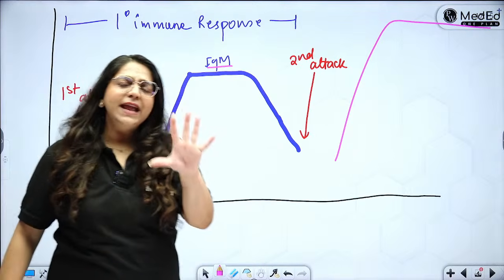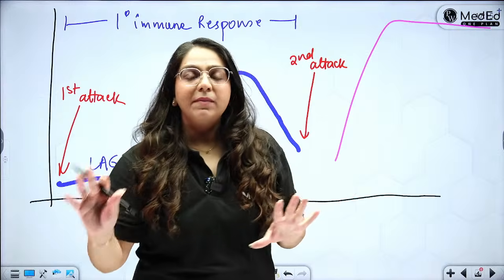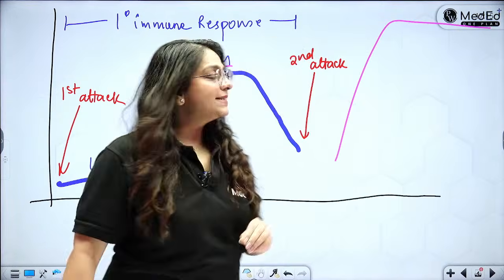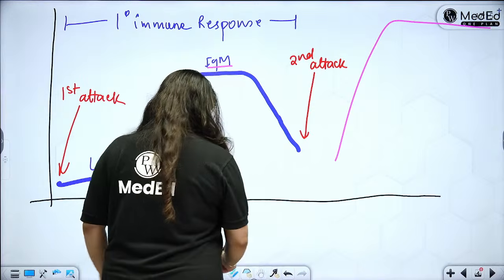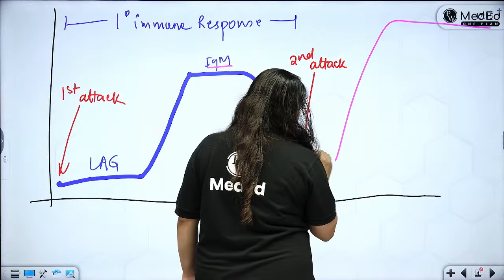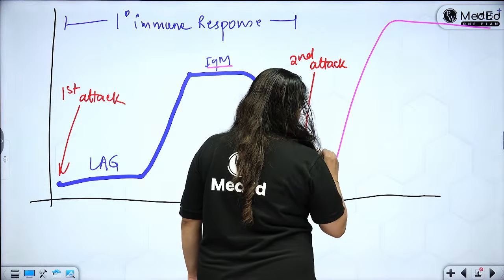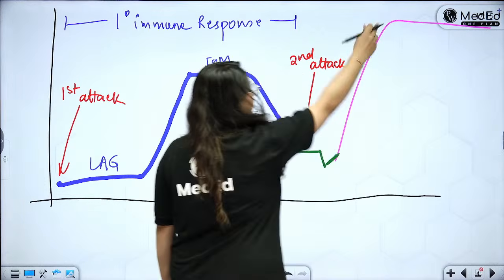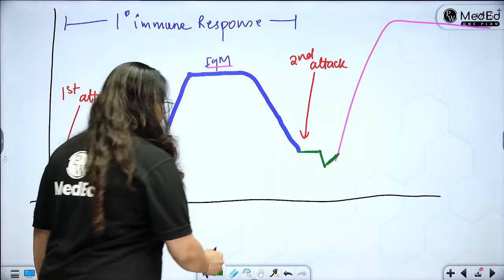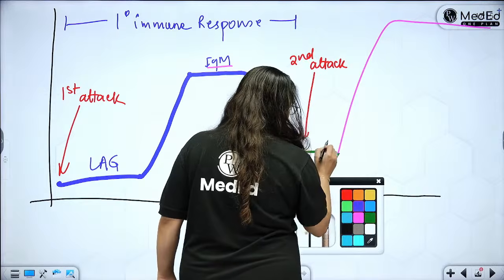These circulating antibodies were floating about in my blood just in case a second attack happens. And that second attack happened. So whatever the circulating antibodies were, first they are going to get consumed and dip, right? And then suddenly the second immune response is going to come. So what is happening here? It is this dip that I am talking about.